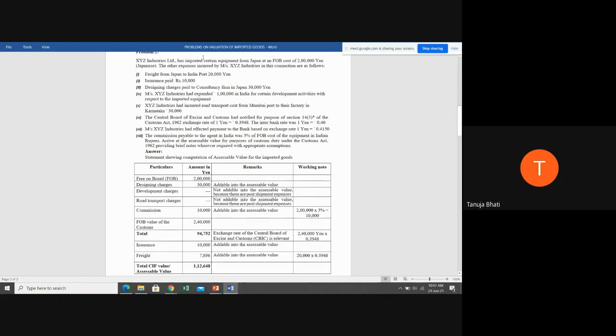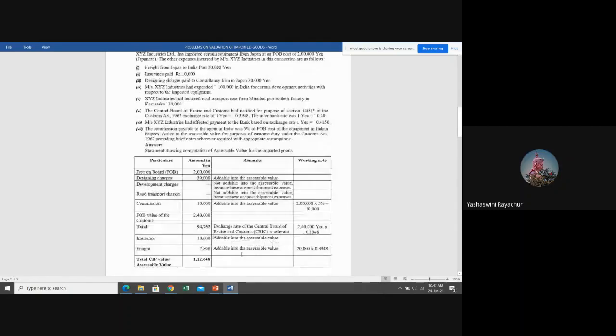which is 1,12,648 in rupees. Again, you don't sit doing the conversion. It is already in rupees, because at the stage of FOB itself you converted the FOB value from yen into rupees. So this CIF you got as 1,12,648 in rupees. Is this entire problem clear to everyone? Yes, students?